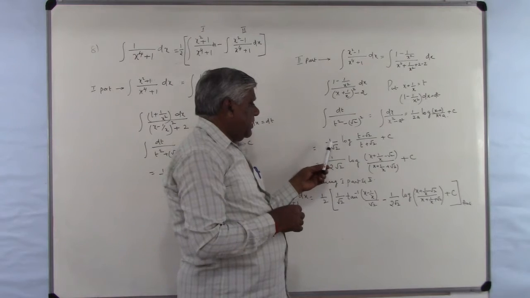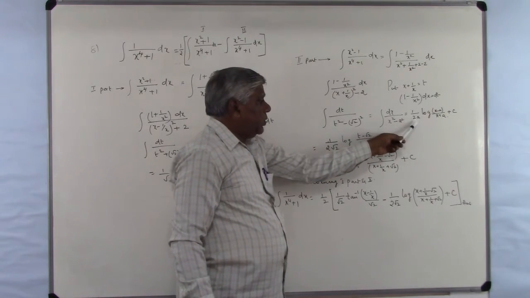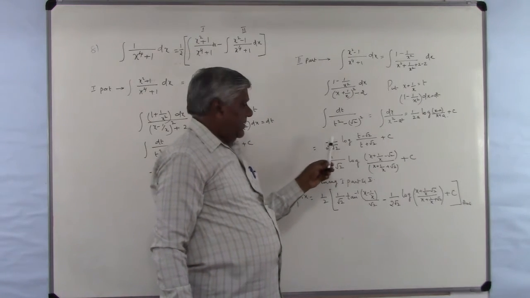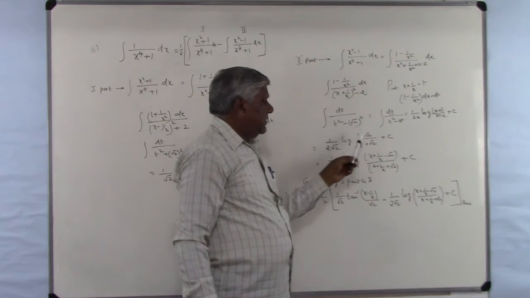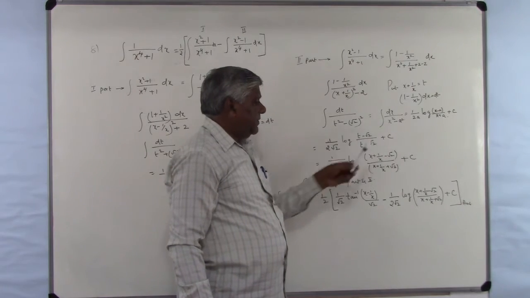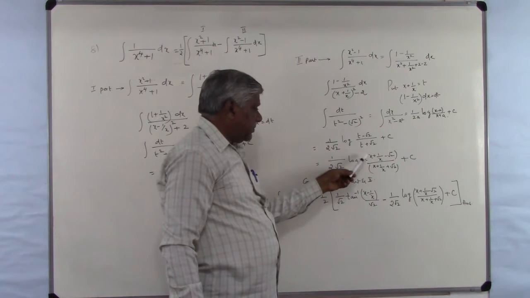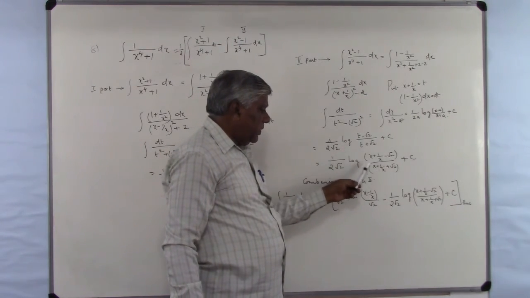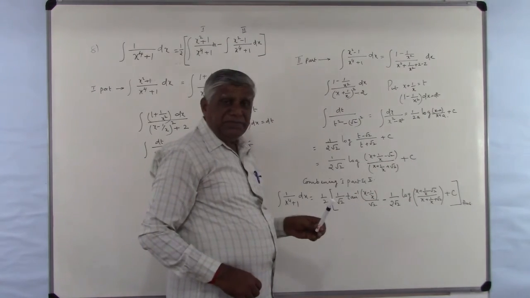So therefore, what happens here? You can see 1 over 2 root 2, where root 2 is a. So 1 over 2 root 2 log t minus root 2 divided by t plus root 2 plus c. But t is what we have kept here, x plus 1 by x, that we have substituted here. 1 over 2 root 2 log x plus 1 by x minus root 2 divided by x plus 1 by x plus root 2 plus c.